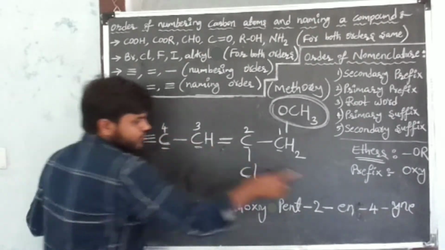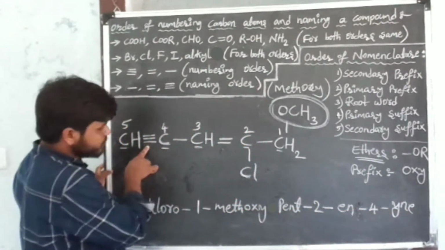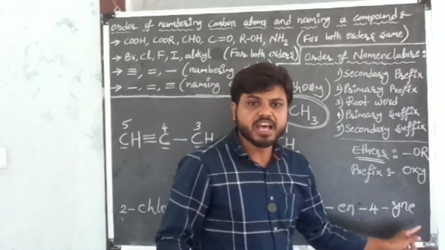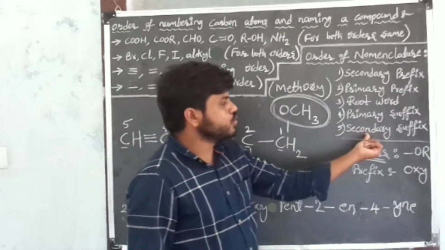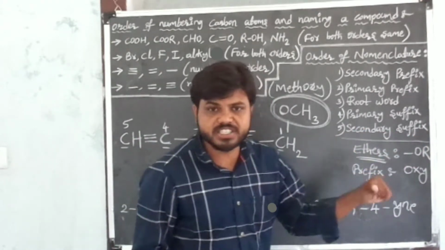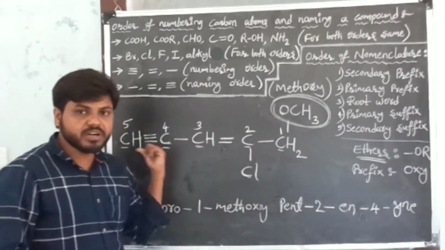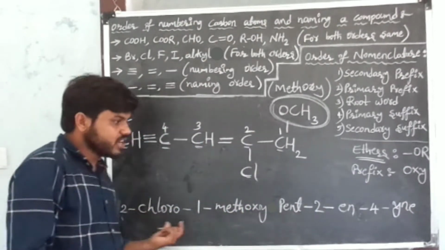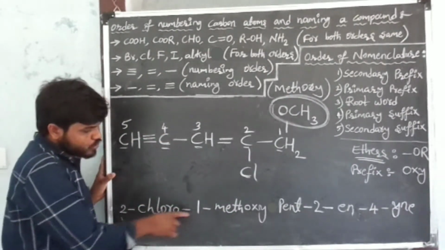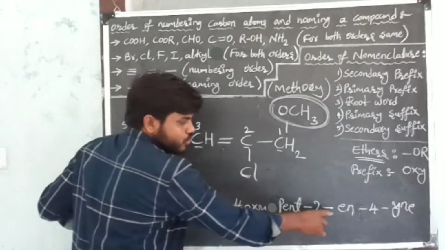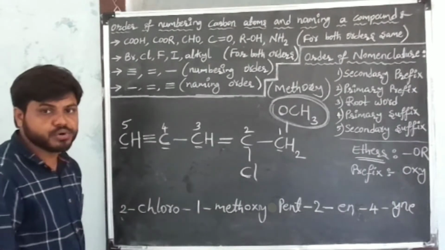The triple bond position is 4, and the suffix of the triple bond is yne. Position and suffix I have written. After writing the double bond and triple bond, go to the secondary suffix. Secondary suffixes are functional groups. Functional groups are not present in the given carbon compound. That's why this is our required IUPAC name of the given compound, that is 2-chloro-1-methoxy pent-2-en-4-yne.